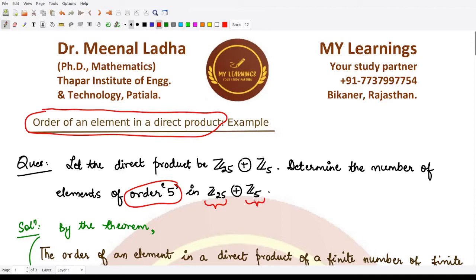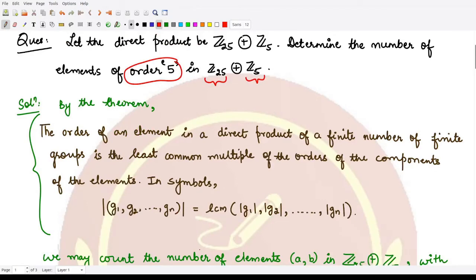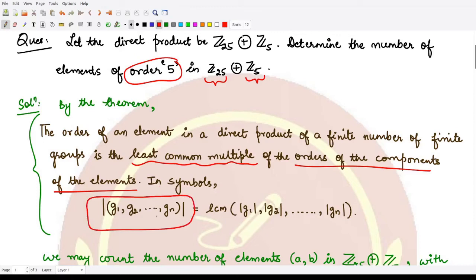So when we take their direct product, we need to determine how many elements in this direct product would have order 5. In the previous video, we studied a result which states that the order of such an element in the direct product is calculated as the least common multiple of the orders of each component of the element. So here we need to find all such elements (g1, g2, up to gn) such that this order is equal to 5. So that means this LCM has to be 5, right?